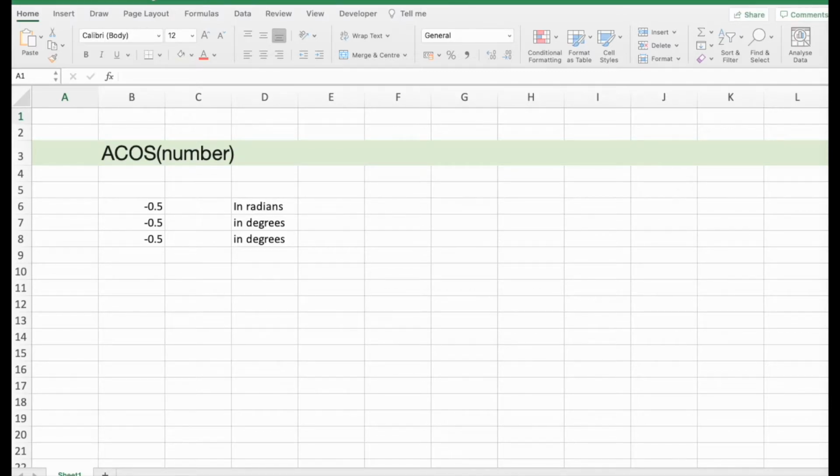Now let's check the syntax. The ACOS function syntax has the following argument, and that's number. This number is the cosine of an angle you want and must be from minus 1 to 1.